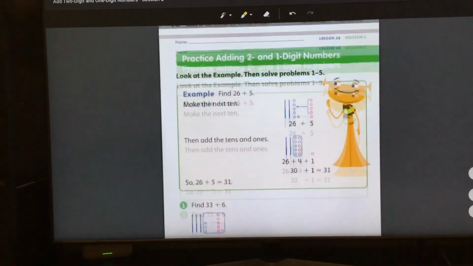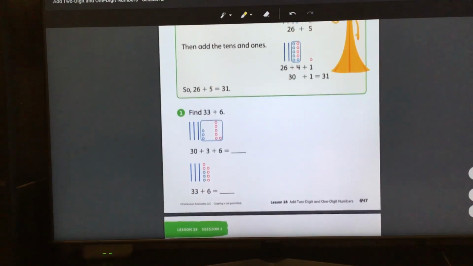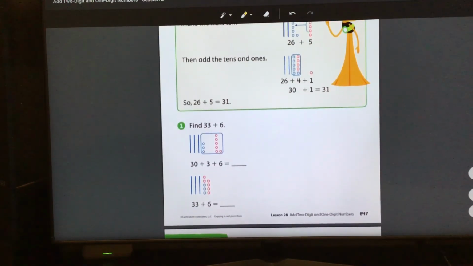Okay, I'm going to do part of the green page with you, and then I am going to have you do part of it on your own, just so that you can get the practice in. Okay, so it says find 33 plus 6. So you'll notice that they broke apart, so they drew 33, then they drew 6. They broke apart 33 to be 30 plus 3 plus the 6. So they want you to count the tens first, then count your ones.